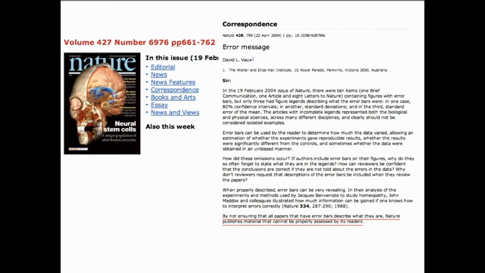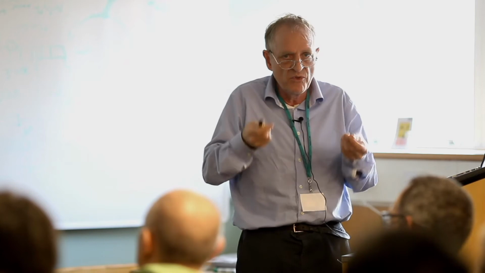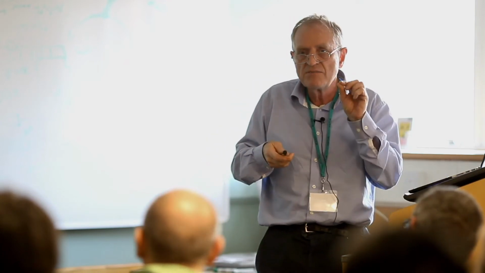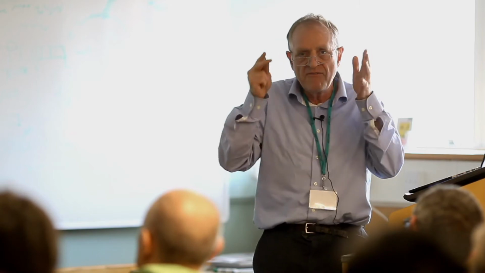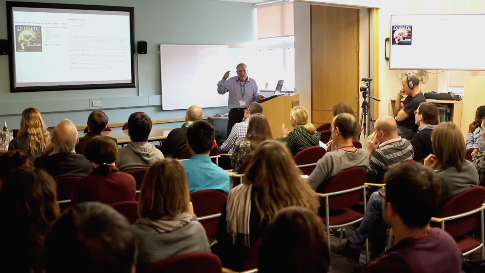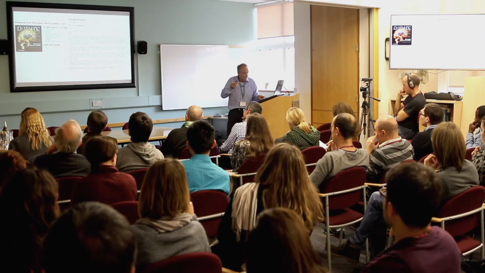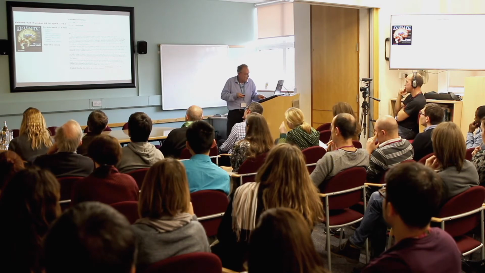So I wrote to Nature and I said that by not ensuring that all papers that have error bars describe what they are, Nature publishes material that cannot be properly assessed by its readers. And they improved their guidelines to authors and reviewers. And so now it's much less common to find papers in Nature that have figures with error bars that don't say what they are. Since then, a number of other journals have improved their guidelines to authors and reviewers.